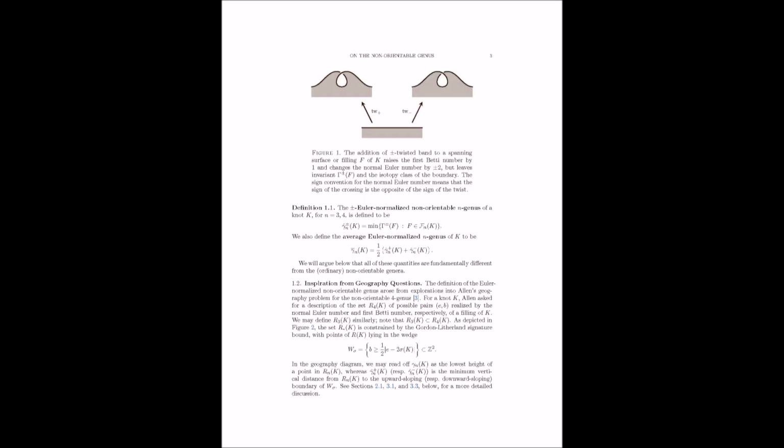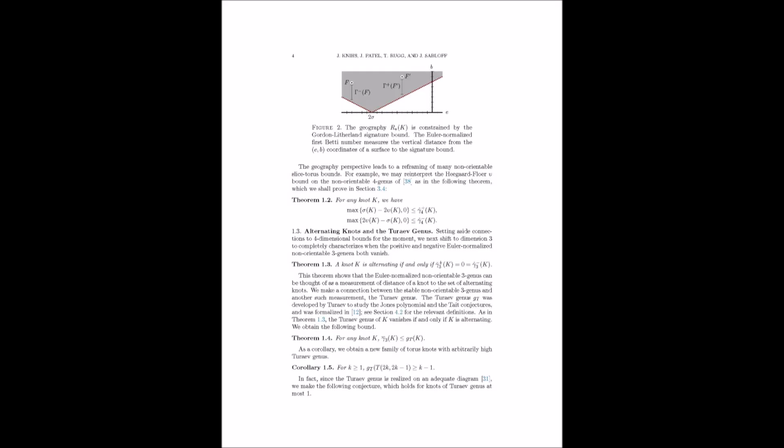Then they get to the first big definition, the non-orientable 3-genus, which is also called the cross-cap number. Here's the formula. The expression for the 3-genus is γ₃(K) = min b₁(F). That's γ₃ of K equals the minimum of b₁ of F such that F is in 𝓕₃ of K. So what is b₁?